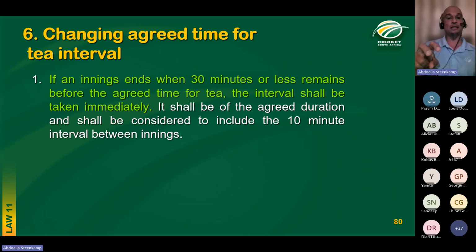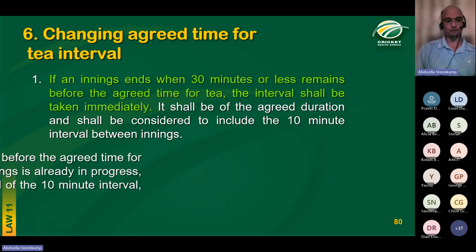Tea will then be of the agreed duration. How long is tea as per the International Cricket Council? 20 minutes. So because we took an early tea at 14:35, tea will be from 14:35, and the first ball needs to be bowled at 14:55. We will then include the 10-minute change of innings interval into the tea interval.